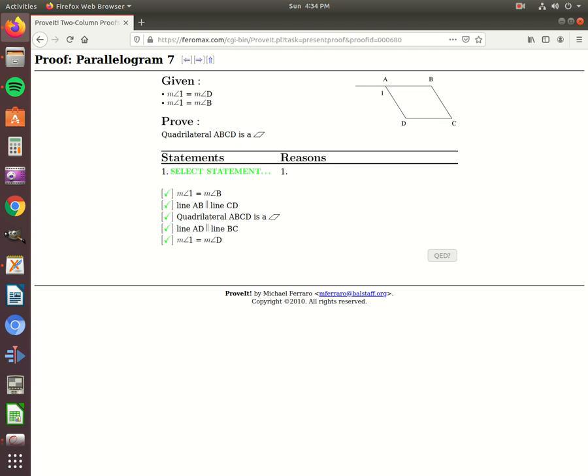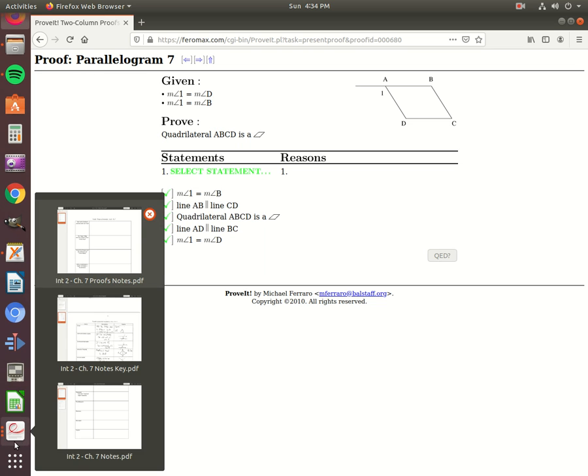Chapter 7, day 5. So again, I just want to encourage you guys to pause the video and try these things for yourself, and don't go straight to just watching me do it. You'll never get better at these proofs, and it can be a bit of a tricky proposition. So the warm-up is parallelogram 7.